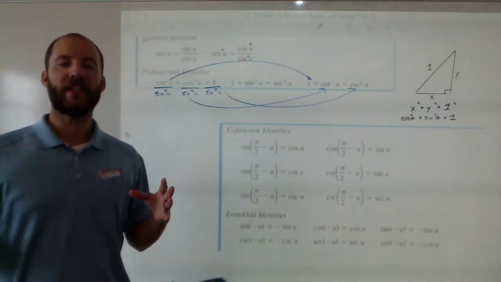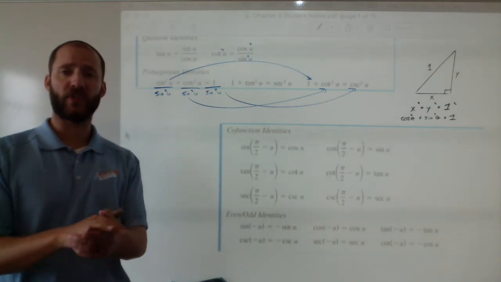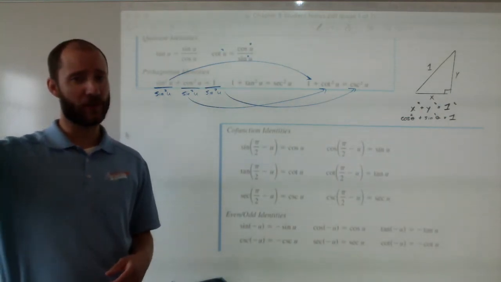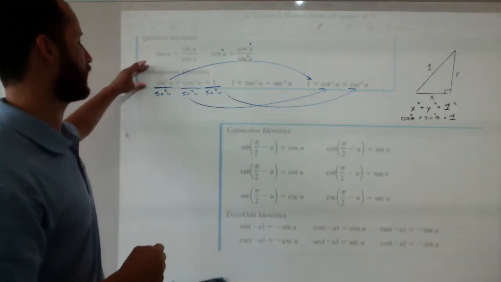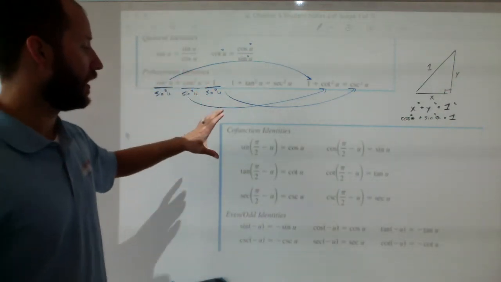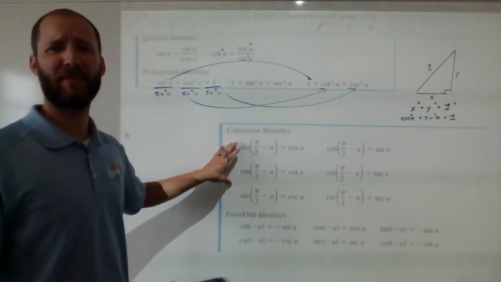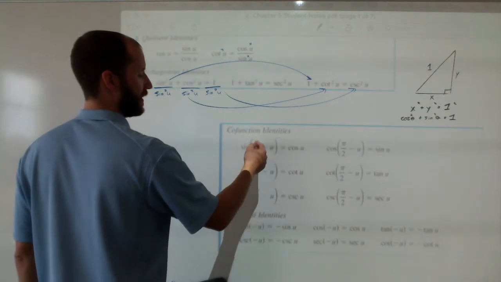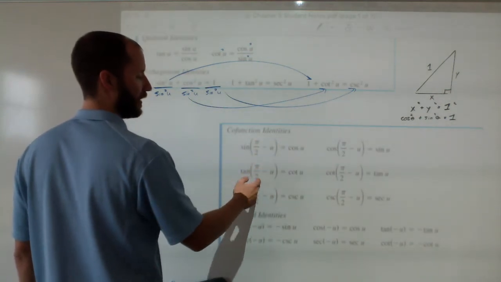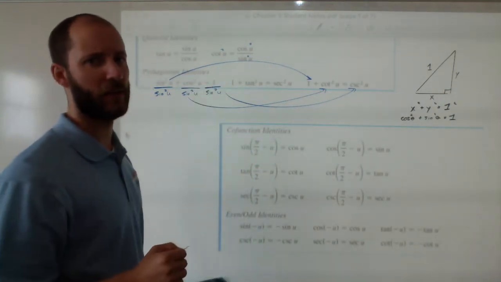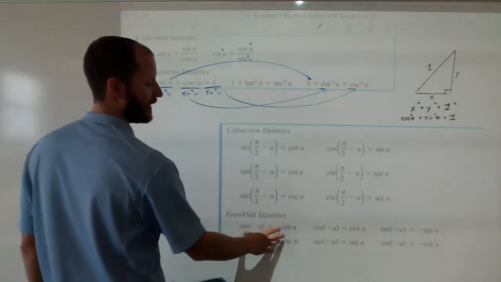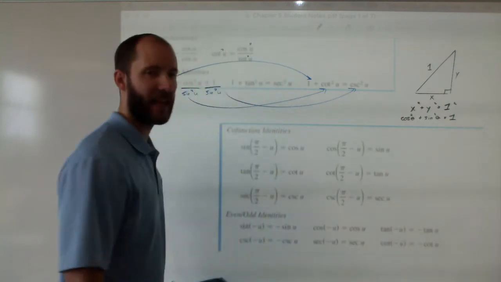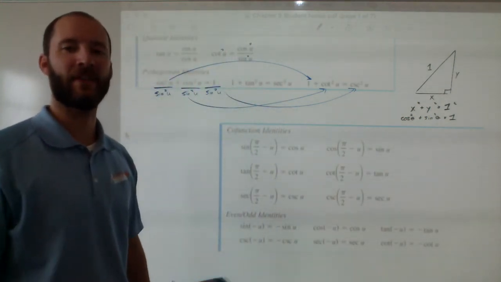So whenever you see the number 1, you see things being squared and added, that should give you a red flag: hey, I think I want to do a substitution from these Pythagorean identities. The cofunction identities come up too, and really what you're looking for is, somewhere in the problem, do you have pi over 2 minus an angle? That's a red flag to use a cofunction identity. And then the evens and odds: do you see a negative inside parentheses? That's like, hey, probably going to use an even-odd identity.